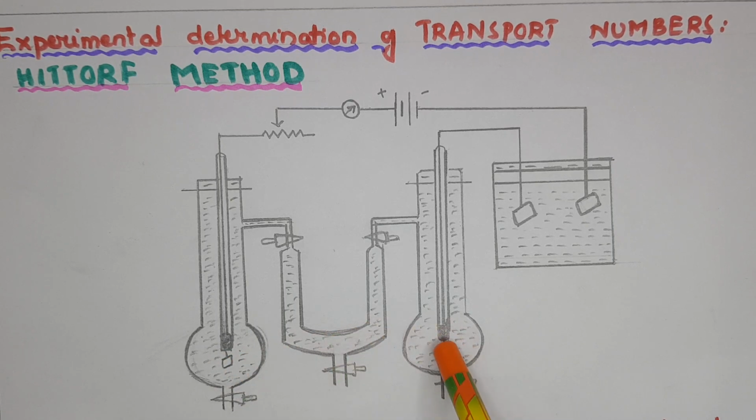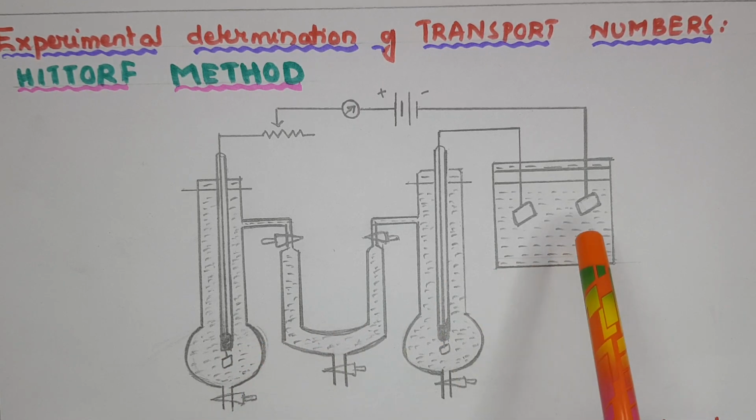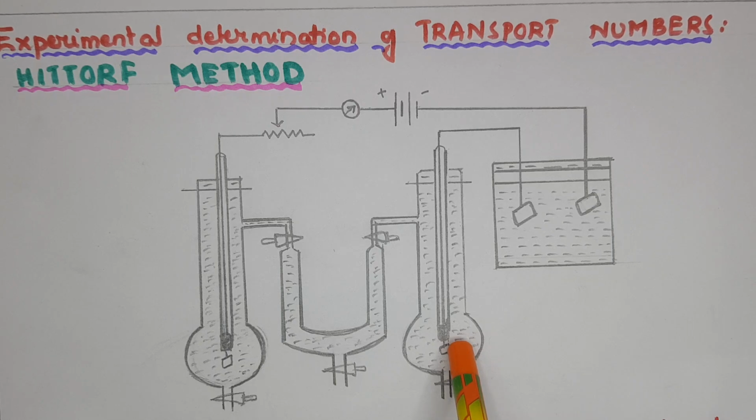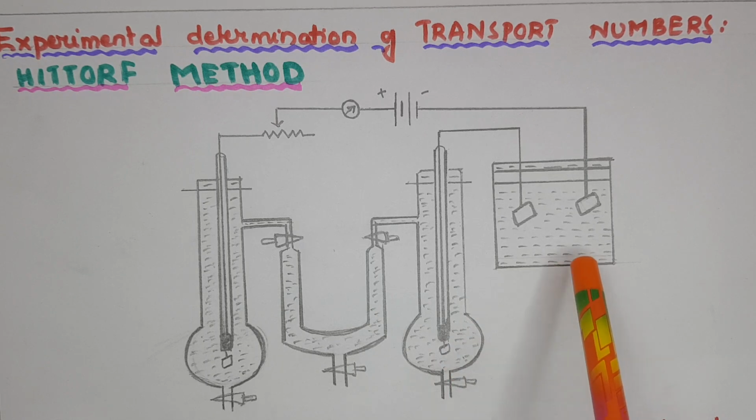Now all the three compartments, you can see they are filled with a solution, and this solution is the experimental solution, students. Experimental solution means whose transport numbers are to be determined. The same is filled here, here, and here. And here you can find a silver coulometer. This is connected in series with these three compartments, so the same quantity of electricity passes through the silver coulometer.